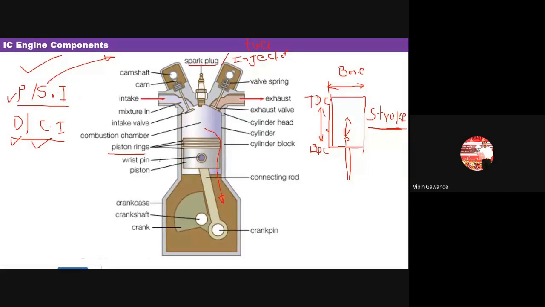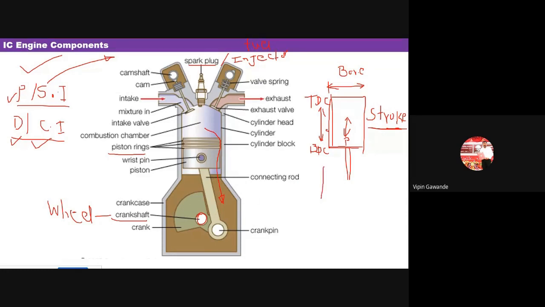Then the piston is connected with the crank. This is the crank, the rotating component, and it is mounted on the crankshaft. Now this crankshaft is connected with the wheel, or the wheel takes the rotation from this crankshaft. The crankshaft rotates when the crank rotates, and the crank rotates when the piston reciprocates inside the cylinder.